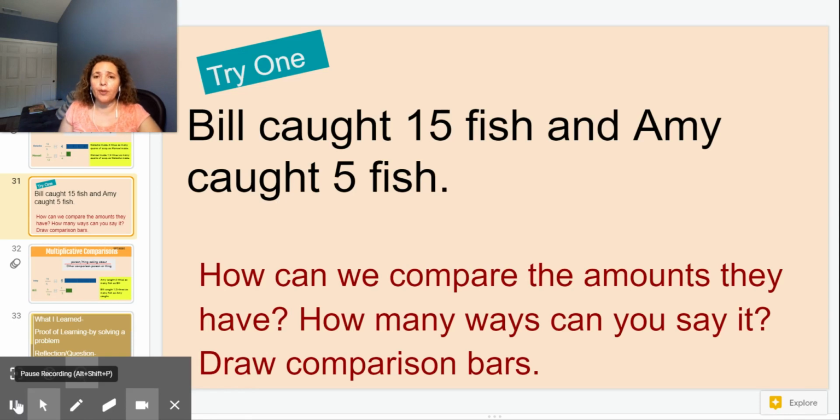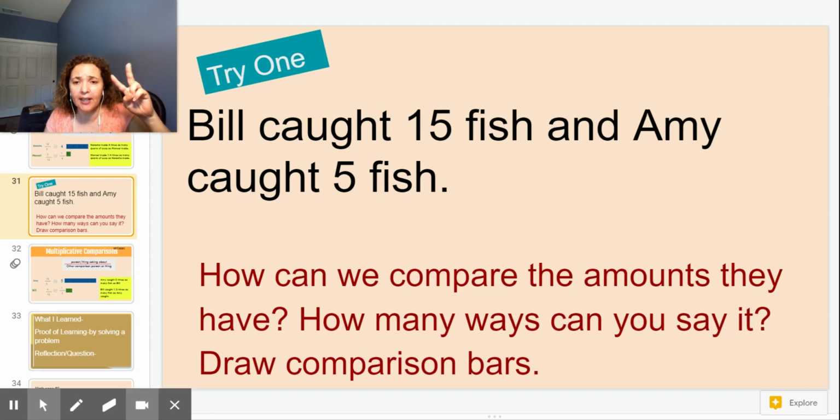All right, try this one. Bill caught 15 fish and Amy caught 5 fish. How can you compare the amounts? What are the 2 different ways you can say it? And draw some comparison bars, then come back to me.